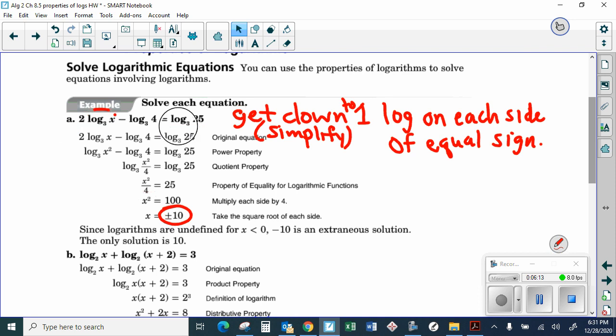But remember, I have to plug it back in, because after I plug it back in, I can only have positive answers. So I plug negative 10 into here, that gives me a negative. That does not work. So that negative 10 is an extraneous solution, as it points out right there. So the only real answer is positive 10.